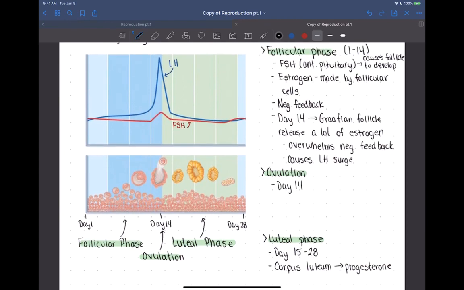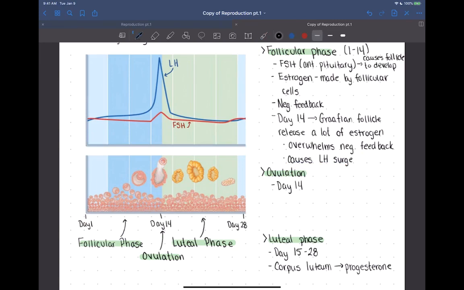Okay. So then something special happens on day 14. Around day 14 is when that Graafian follicle develops. So we have this big Graafian follicle with a ton of granulosa cells making a bunch of estrogen. What happens is the Graafian follicle releases a lot of estrogen, and that completely overwhelms that negative feedback loop we were just talking about. And so the response to overwhelming that feedback loop is that there is a surge in luteinizing hormone.